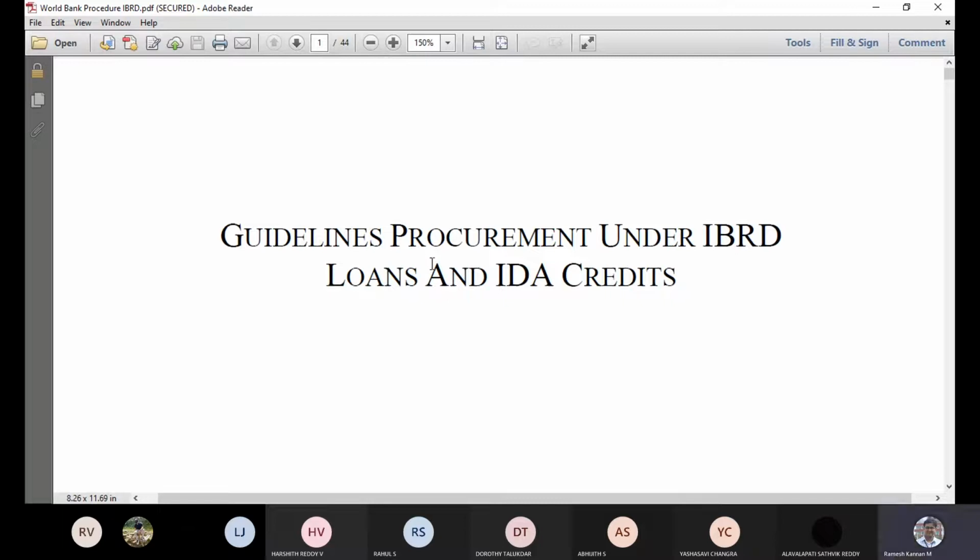Right. So this is the general guidelines for procurement under IBRD, which is the International Bank for Reconstruction and Development, loan and IDA credits, something like that. So we'll be taking a look at that and understanding this, so that you can really get a lot of insights about how to draft a contract document as well as the invitation for bidding.